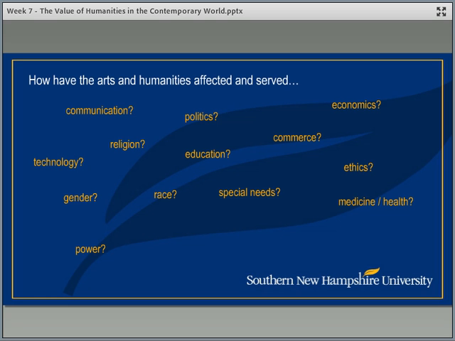What about in terms of power? Think about the various ways we've seen artists and creators of artifacts use their works to either bring about power or to respond to power. And then you want to ask yourself, how will they continue to do so? So as we're thinking about this takeaway idea in terms of the value of the humanities and the arts in our world today, we can also think about the value in the humanities that they will continue to have and hold in the future.